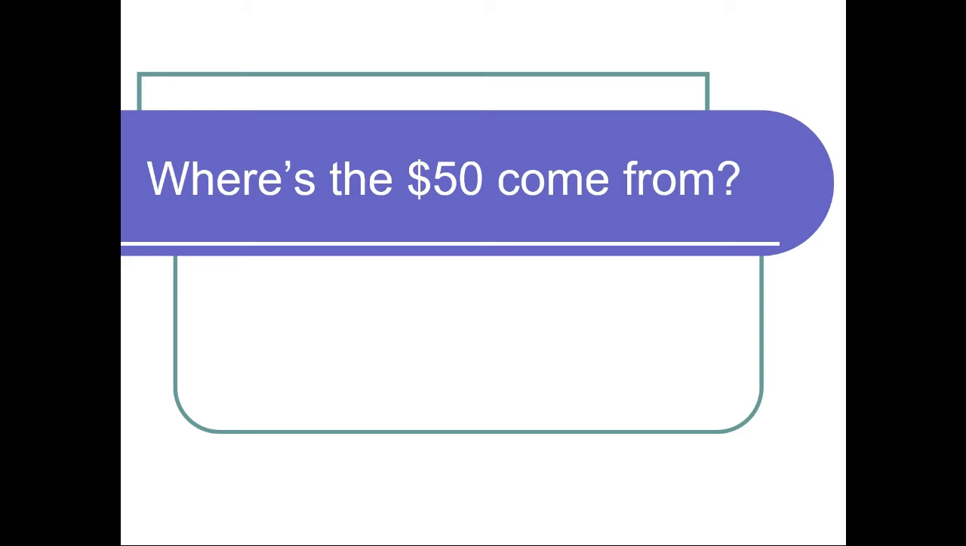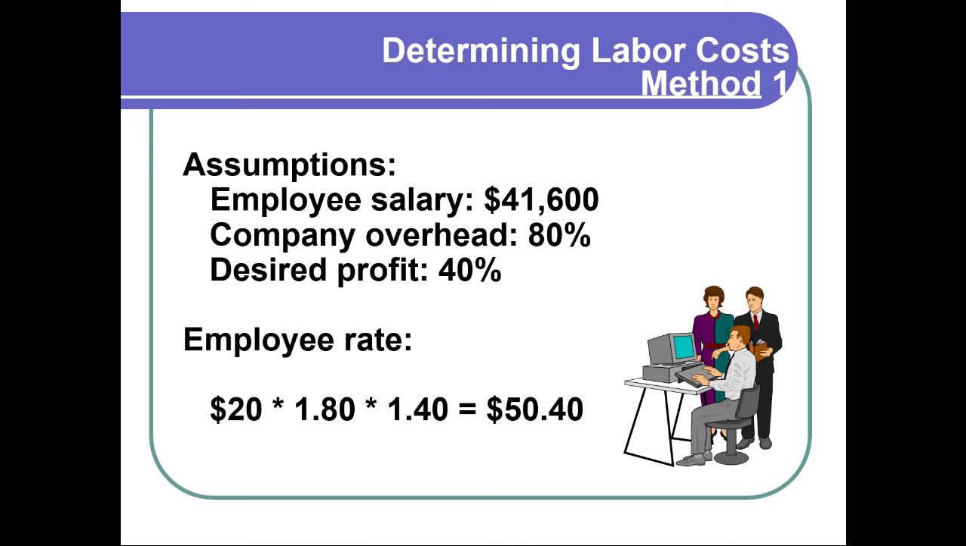Where did you get that $50? Let's take a look. So there are several ways to figure this out. One way is to say, okay, here's the employee's salary, $41,600 a year. Our company overhead is 80%, and we want to make a 40% profit, which is awesome. Let's try to make 40%.